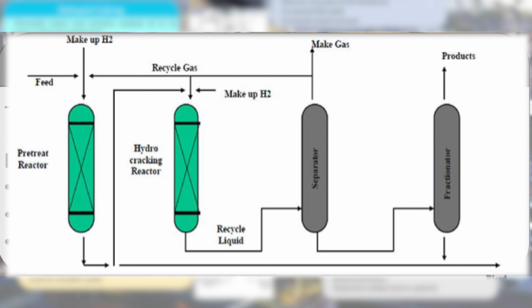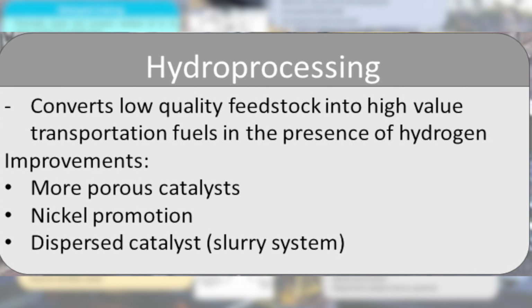The effluent of the reactor will then enter a fractionator where it is separated into fractions, which are gas oil, naphtha, kerosene, diesel, and pollutants. The process can be improved by using a slurry phase reactor, where the catalyst is dispersed instead of fixed on a bed.